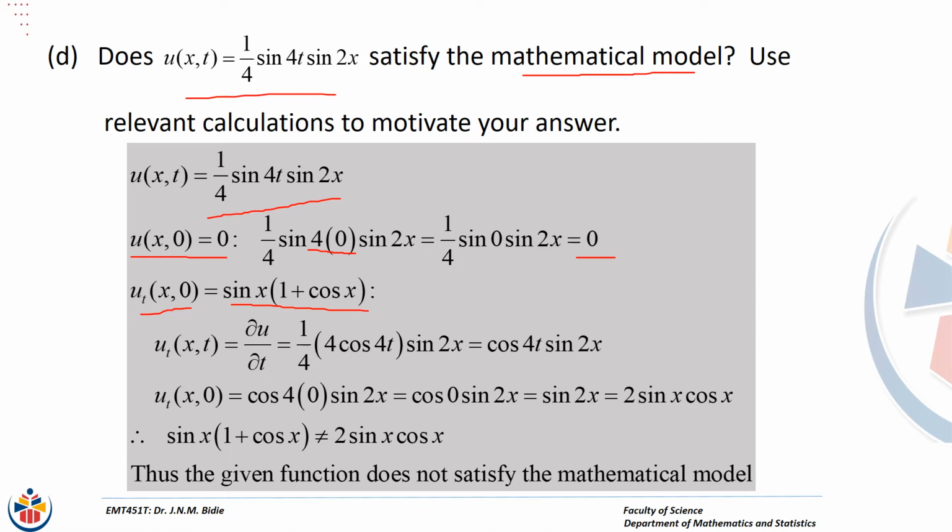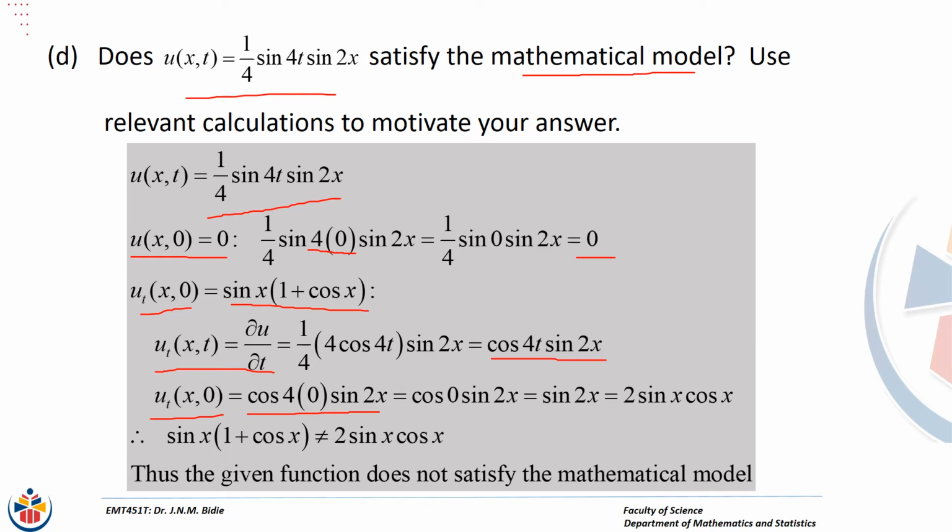So the first thing we do, find the derivative of u with respect to t. Our u is given, so we have 1 over 4 into 4 cos 4t sine 2x. So our answer is cos 4t sine 2x for the derivative. And then once you've got the derivative, now we are trying to find what it will be equal to when t is equal to 0. So wherever there is t, we substitute 0. Hence, we've got cos 4 times 0 sine 2x.